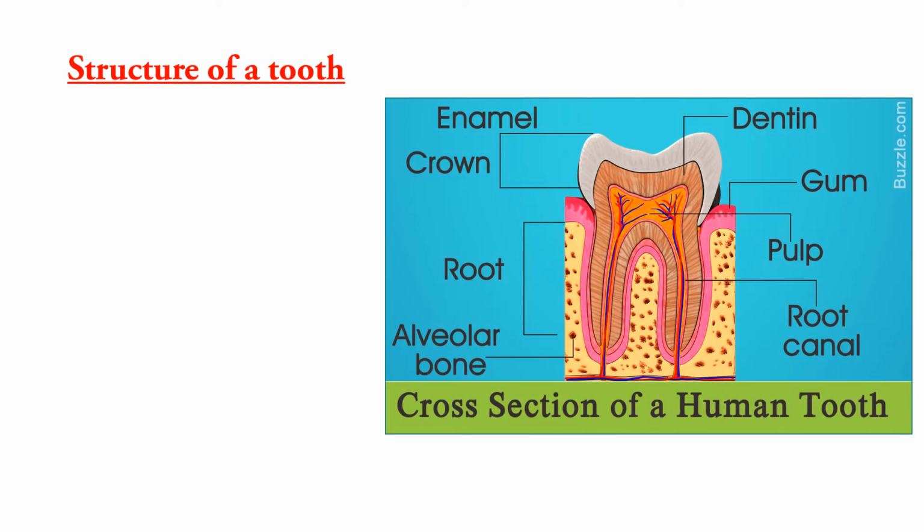Now let's learn the structure of a tooth. A tooth mainly has three parts: crown, neck, and root. The crown is the outer part of the tooth which can be seen, and it is white in color. The neck is the part just below the crown, and the root is not visible but is an important part of the tooth.